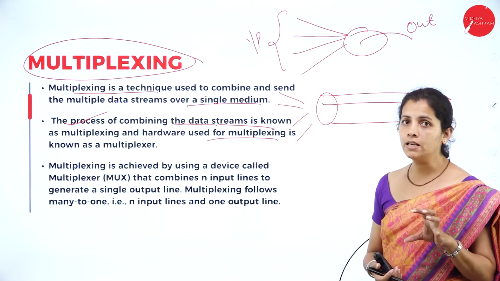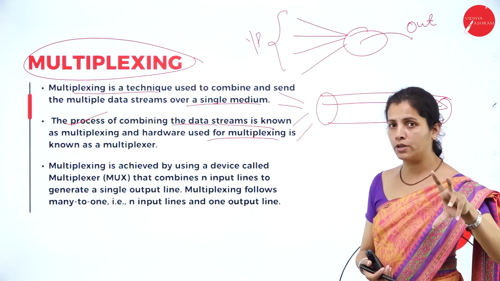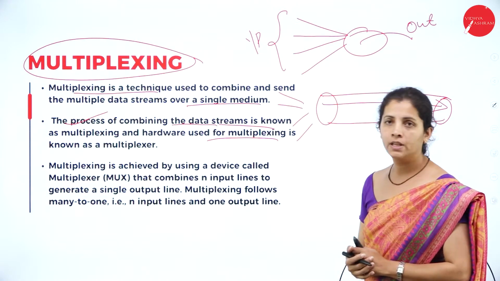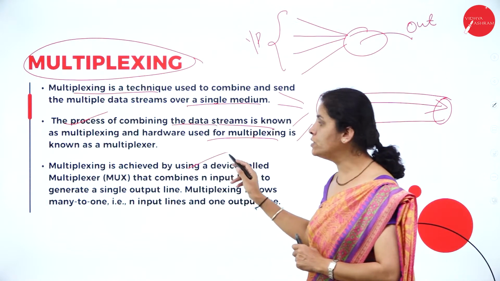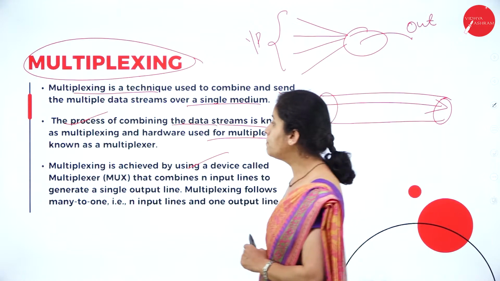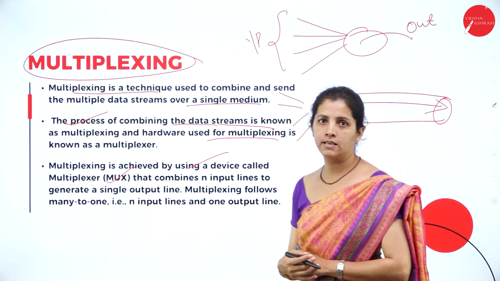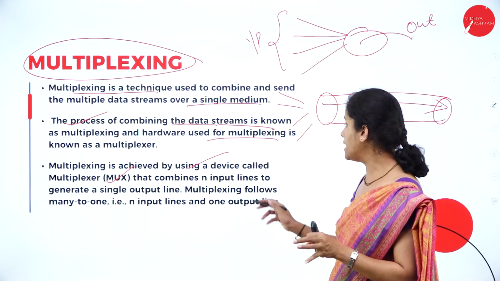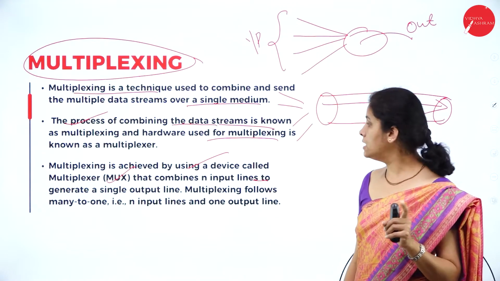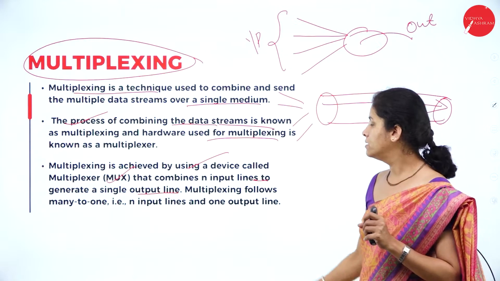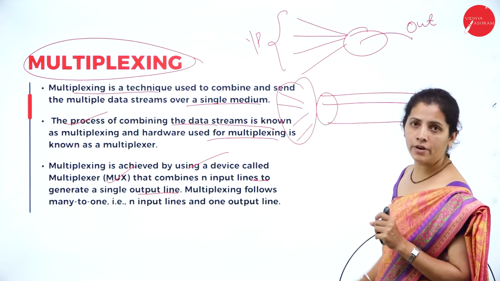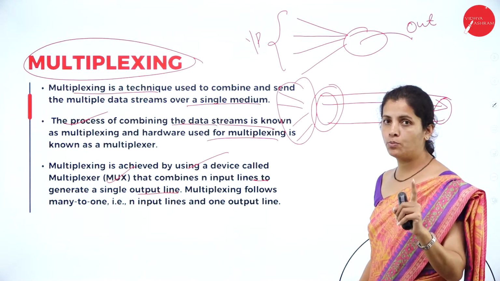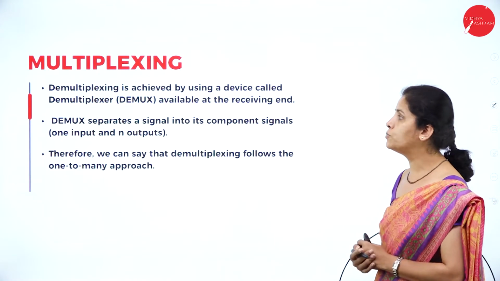So what is multiplexing? It's the process of combining inputs. And what is the hardware we are going to use? That is the multiplexer. Multiplexing can be achieved using the device called multiplexer or mux. Mux is responsible for combining n input lines into one single output line. So here I have n number of inputs, and after multiplexing, I'm going to get only one output.